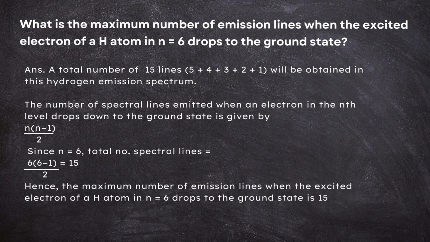Answer: A total number of 15 lines, 5 plus 4 plus 3 plus 2 plus 1, will be obtained in this hydrogen emission spectrum. The number of spectral lines emitted when an electron in the nth level drops down to the ground state is given by n(n-1)/2. Since n equals 6, total number of spectral lines equals 6(6-1)/2, which is equal to 15. Hence, the maximum number of emission lines when the excited electron of a H atom in n equals 6 drops to the ground state is 15.